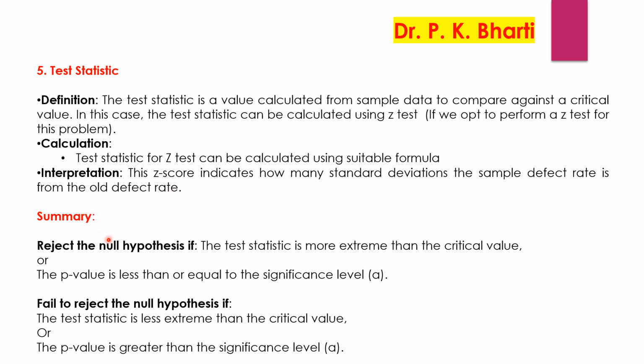Summary. We reject the null hypothesis if either the test statistic is more than the critical value or the p-value is less than or equal to the significance level alpha. We fail to reject the null hypothesis if the test statistic is less extreme than the critical value, or the test statistic value is less than the critical value, or the p-value is greater than the significance level alpha.